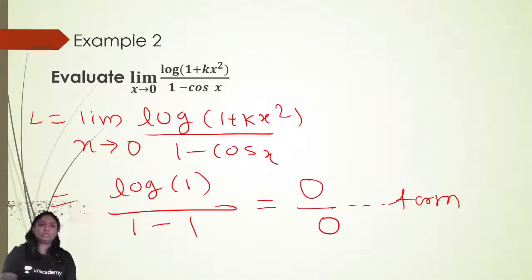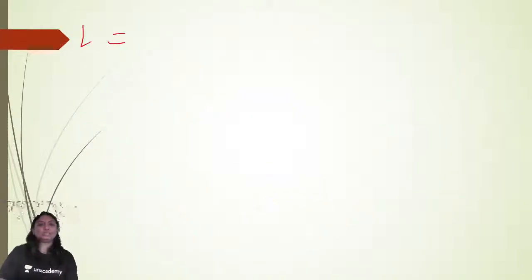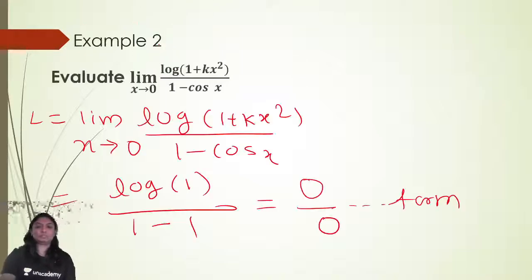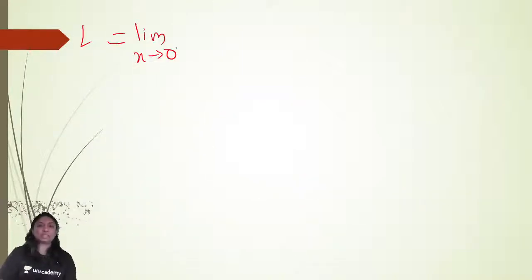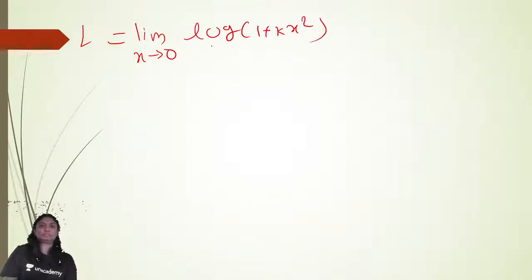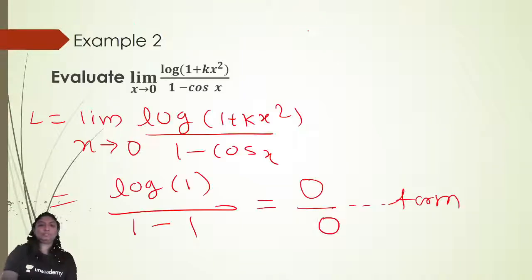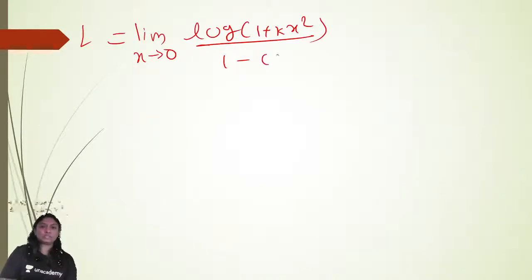After that, L is equal to here. Now see, the limit as x tends to 0 of log of (1 plus kx square) upon (1 minus cos x).